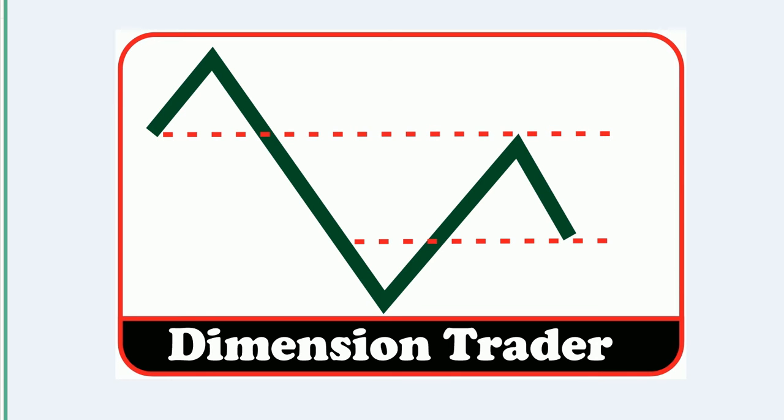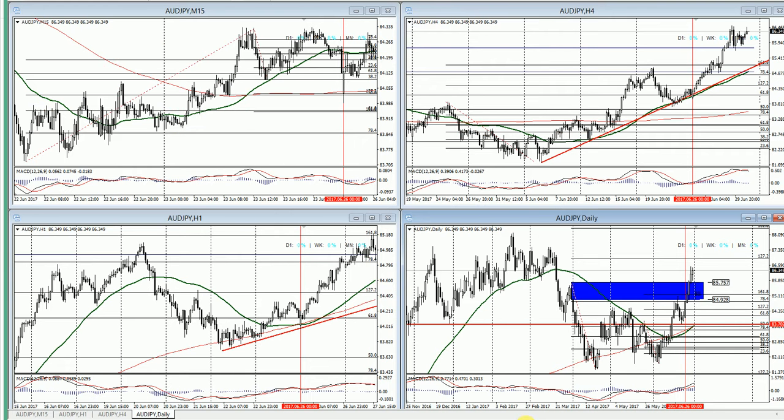Today we're going to show a couple of setups and unfold them for the dimension continuation and the reversal. Let's take a look at the first one. The first one is Australian yen.